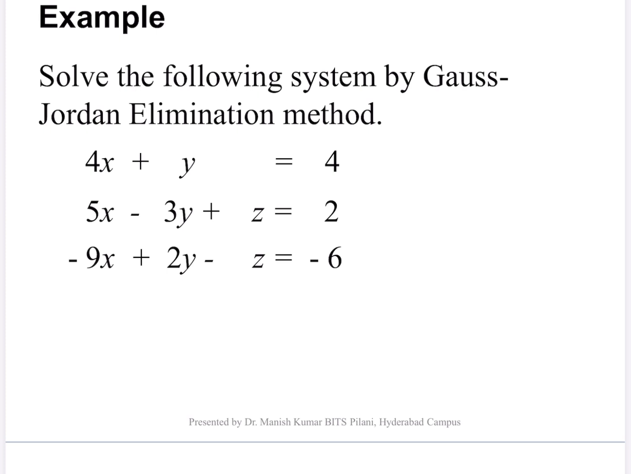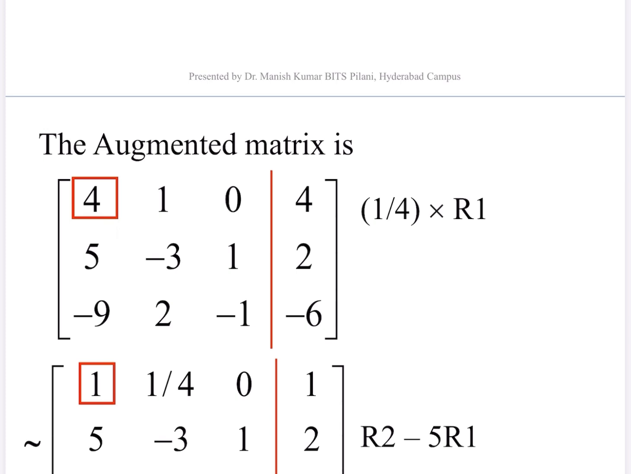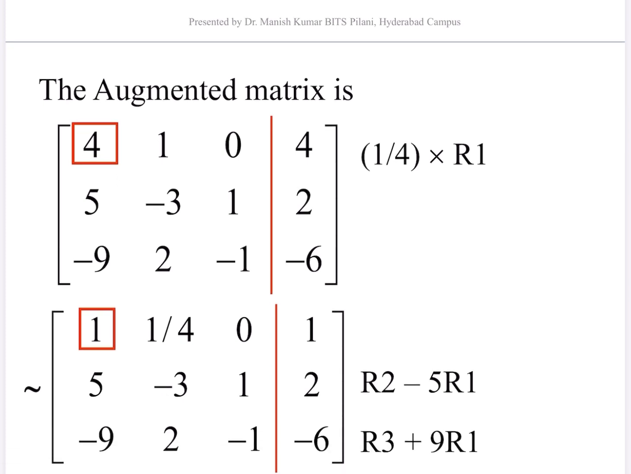Solve the following system by the Gauss-Jordan elimination method. Okay, so this is a 3 by 3 system. First we will write the augmented matrix. Once the augmented matrix is here, since this is the first row first column element, this is 4, but we want 1. So we will multiply by the non-zero constant 1 by 4. Elementary row operation says we can multiply any non-zero constant to any row. So we multiply the first row to get 1. So this will be 1 and 1 by 4, 0 and 4 becomes 1.